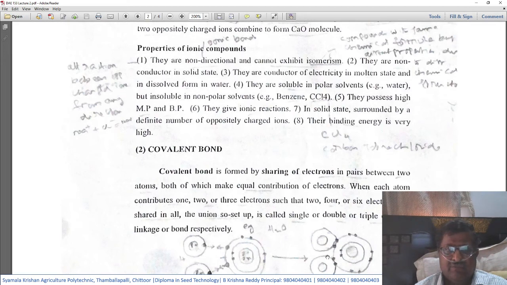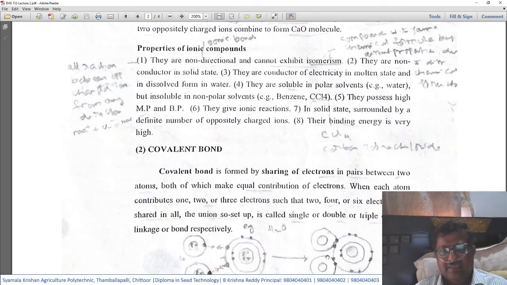For example, if one atom contributes one electron and another atom of another element contributes another electron, then they become two. If each atom contributes two, then combined they become four. Likewise, if each atom of an element contributes 3 electrons, then the combined shared electrons become 6 in number. The union so set up is called a single, double, or triple covalent linkage, or covalent bond.